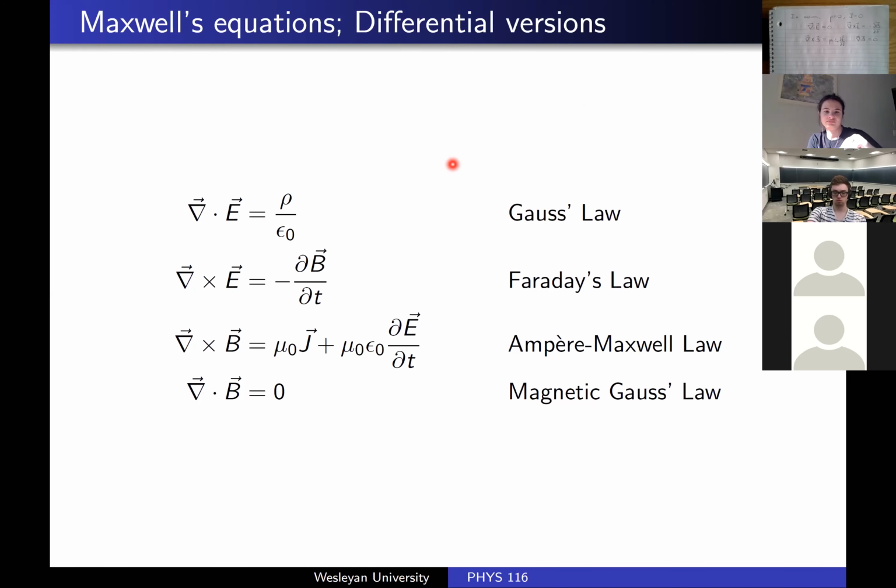So yeah, we can engineer materials that have the properties that we want them to have. And of course, once we realized this, then we came up with the idea of using radio waves to transmit information.